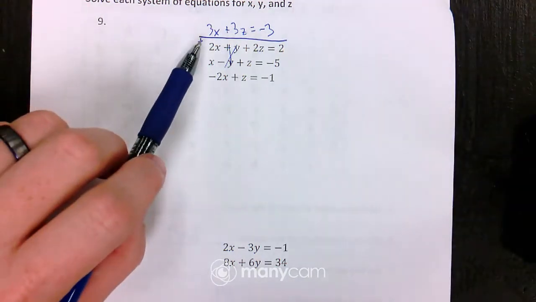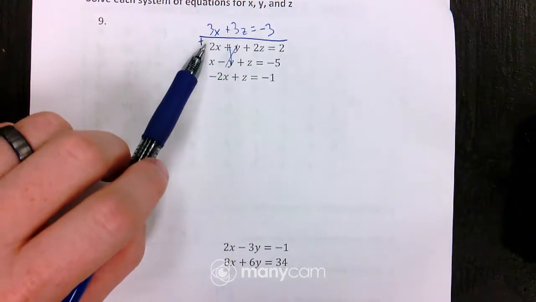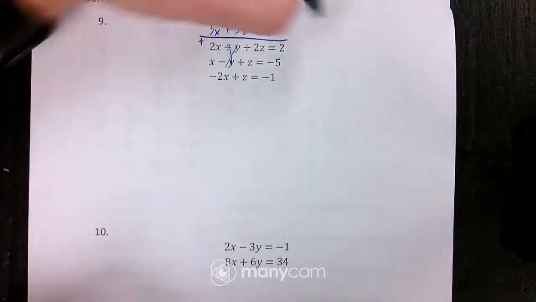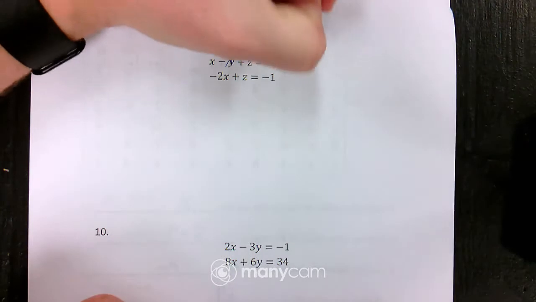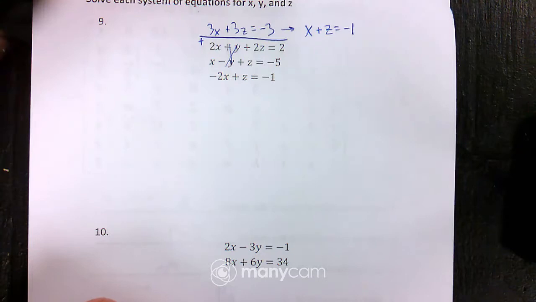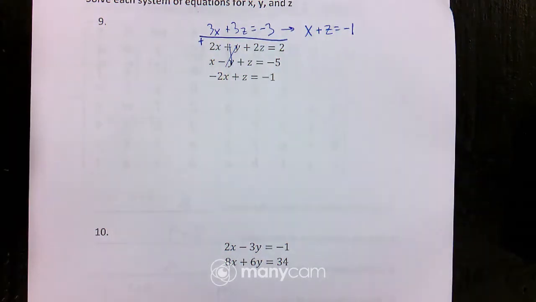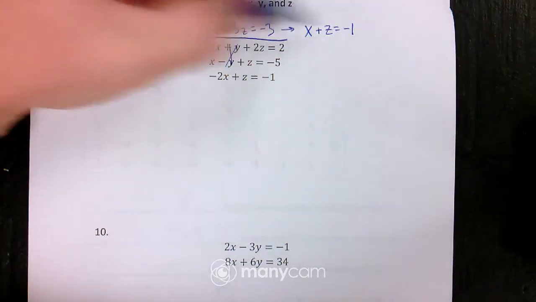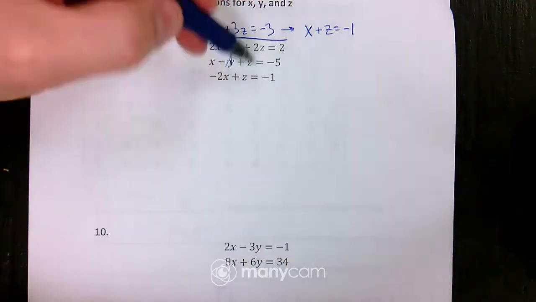Now, guess what? When you look at that, do you see anything else I can get rid of? I can get rid of all the 3's, and I could change that so it just looks like x plus z equals negative 1. Isn't that a lot easier to deal with? Okay, so now look, I have an xz term and I have an xz equation. So I can set those equal to each other.